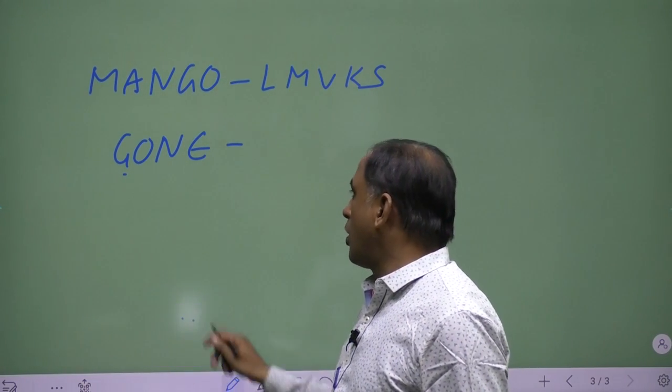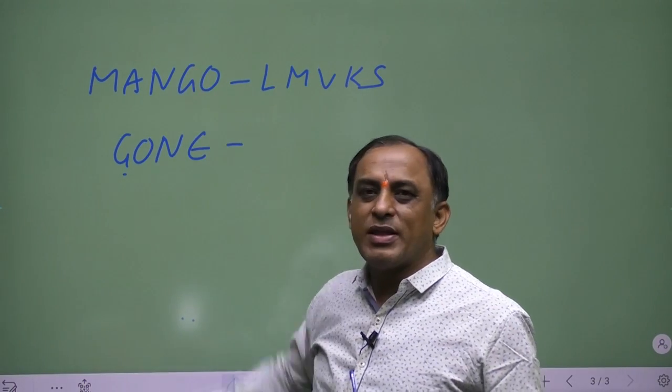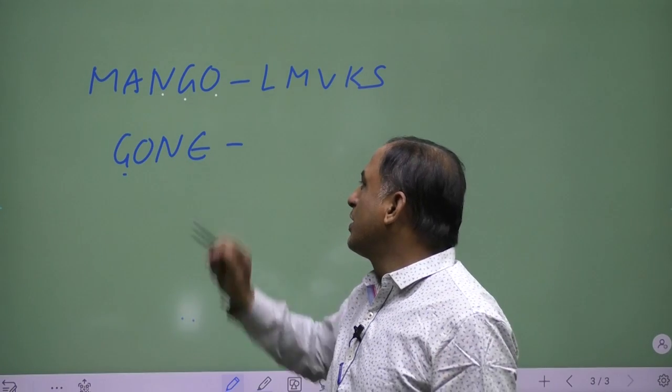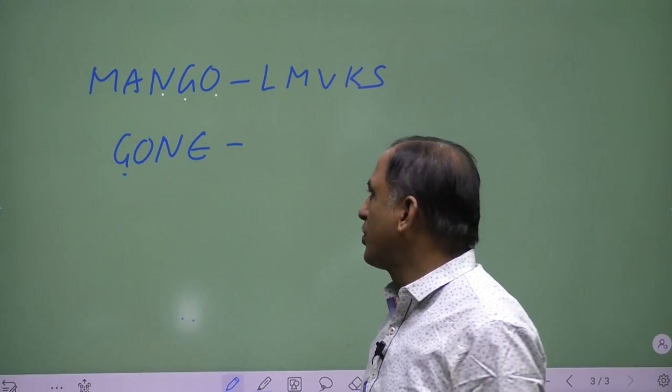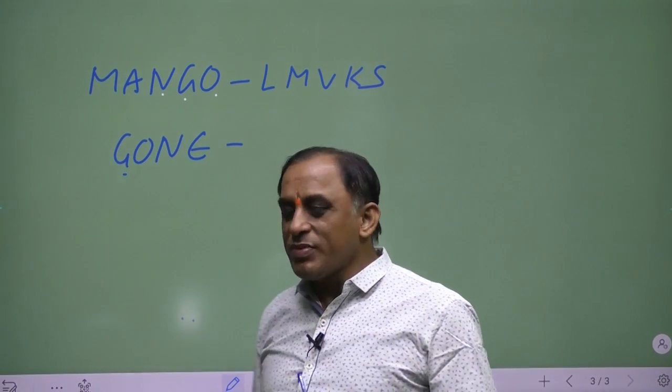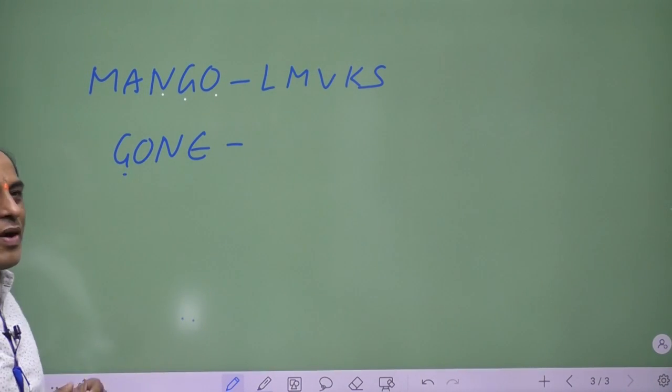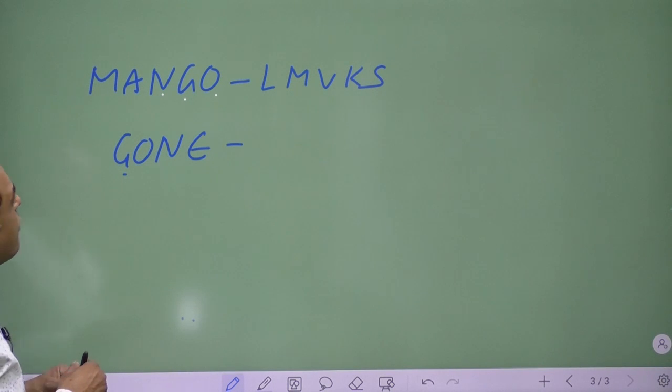In gone, three letters are covered in the word mango: G, O, N. E is not there. Then how will you code? First, find the relation between the given letters.